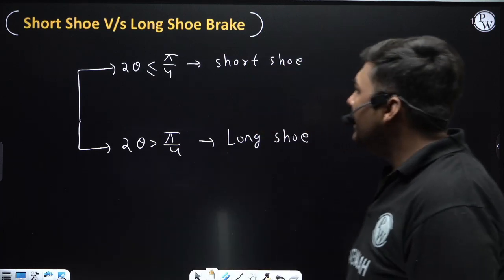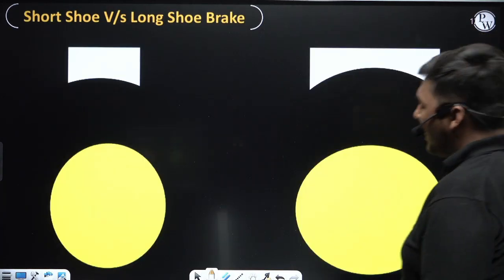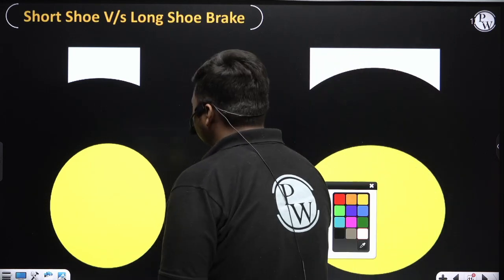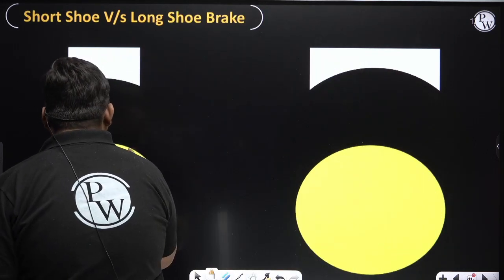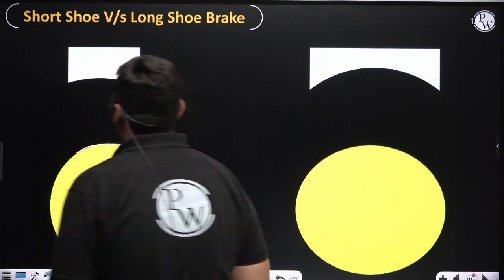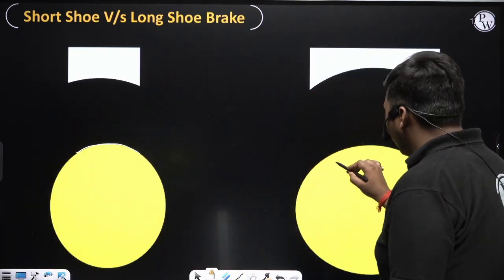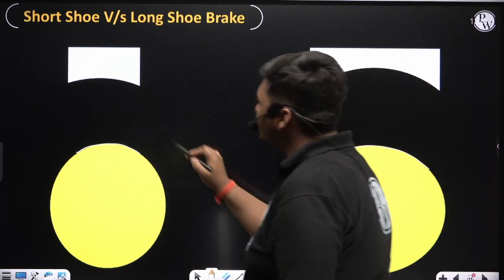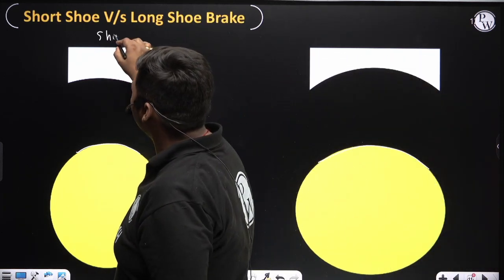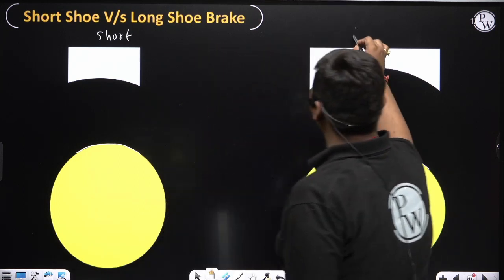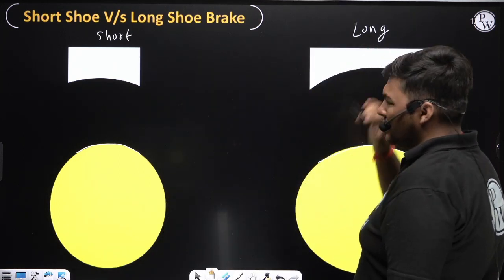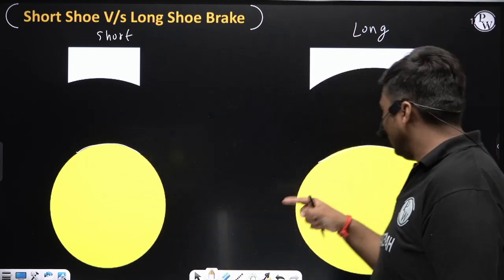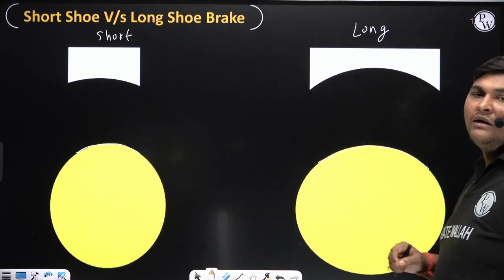Now, in short shoe and long shoe brake, if you draw the pressure distribution, this portion of the drum is making contact with the shoe. This is short shoe brake and this is long shoe brake. In short shoe brake, this region will be very small because 2 theta is less. In long shoe brake, this region will be large.